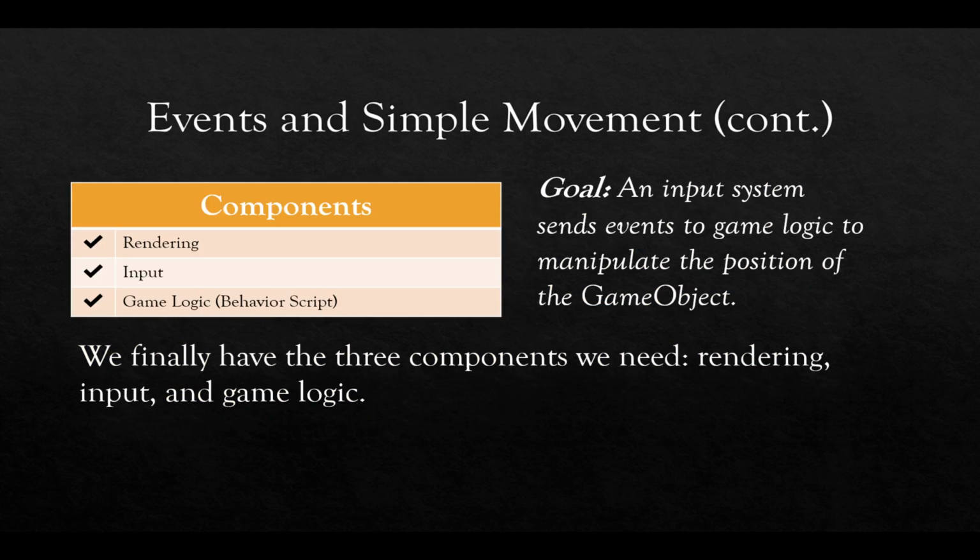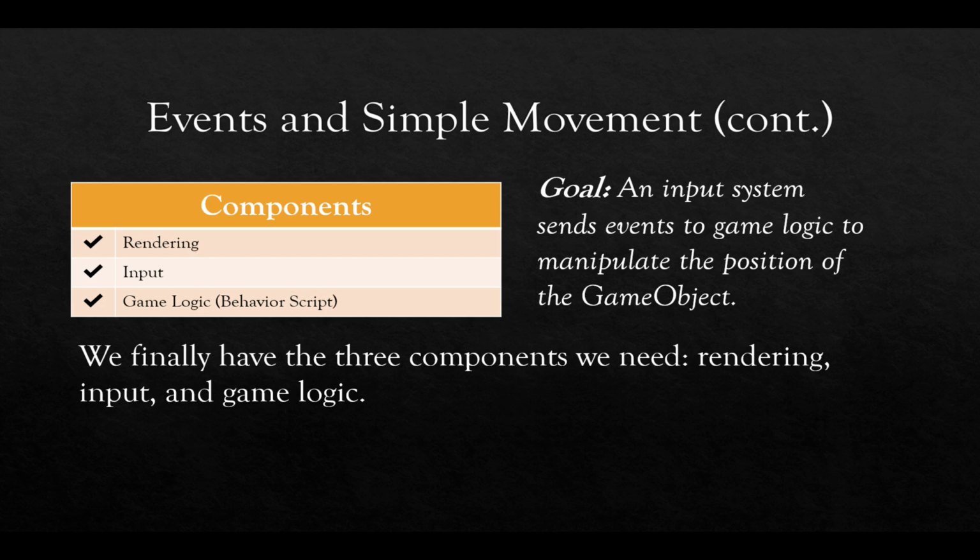The previous video, we talked about the different components we had as part of the GameObject entity. And again, our goal is to have an input system, send events to the GameObject, and manipulate the position of the GameObject. So we're going to get there, but we're going to have to deal with game logic, behavioral script code, which we'll talk about in this video.